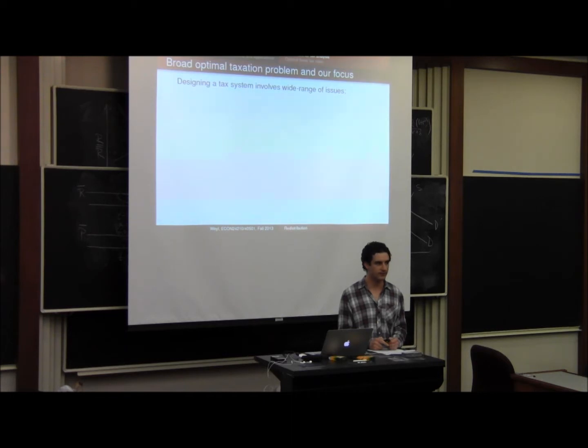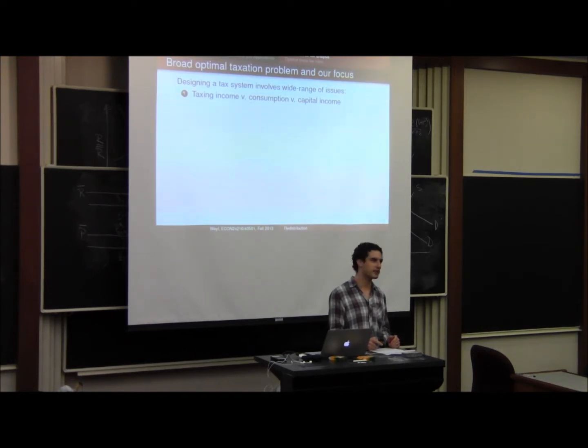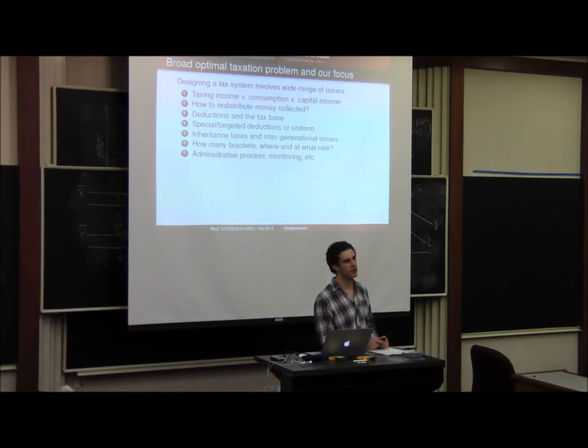Okay, so designing a tax system involves a wide range of issues. Do you want to tax income versus consumption versus capital income? How do you want to redistribute the money that's collected? What deductions should you offer, and what should the tax base be? Should you have special or targeted deductions, or should you just give uniform deductions to everybody? What should the inheritance tax be, and how should tax burden fall on different generations? How many different brackets should you have, and what should the tax rate be at each bracket? How should the administrative and monitoring process work? What programs should the government spend money on that it raises through the tax system? Should there be an earned income tax credit or work subsidies of other forms?